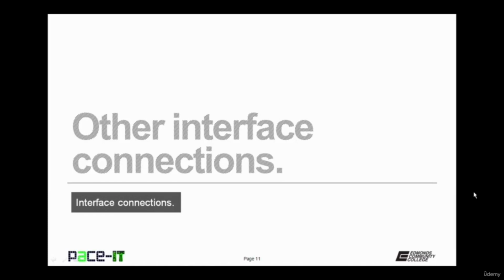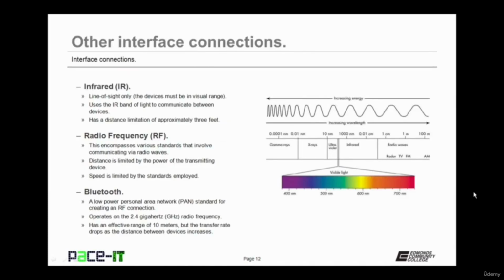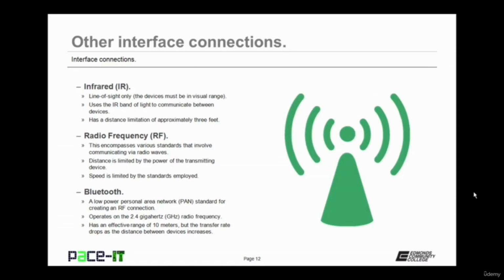These are non-wired interfaces. And we're going to begin with infrared. Now this is a line of sight interface only. The devices must be in visual range of each other. Now it uses the infrared band of light to communicate between devices. And it had a distance limitation of approximately 3 feet. And by today's standards, it was fairly slow. It's not very common anymore.